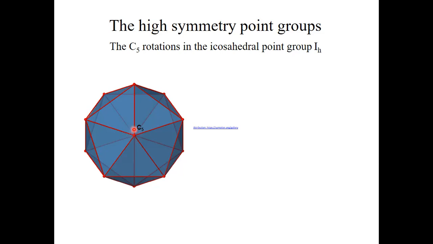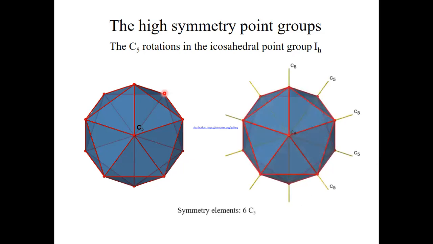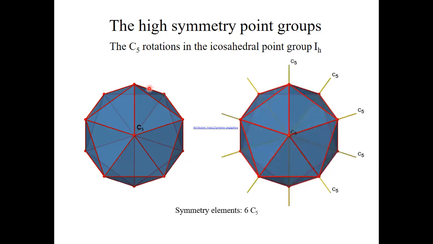So we have these two here, which are opposite to each other. But then we have these ones that belong to this pentagon, that adds 5. And then we have these ones, which belong to the opposite pentagon, which are another 5. So we have 2 plus 5 plus 5 is equal to 12 vertices. Therefore, the number of C5 axes is 12 over 2, which is equal to 6. So each C5 axis goes through 2 opposite vertices of the icosahedron.